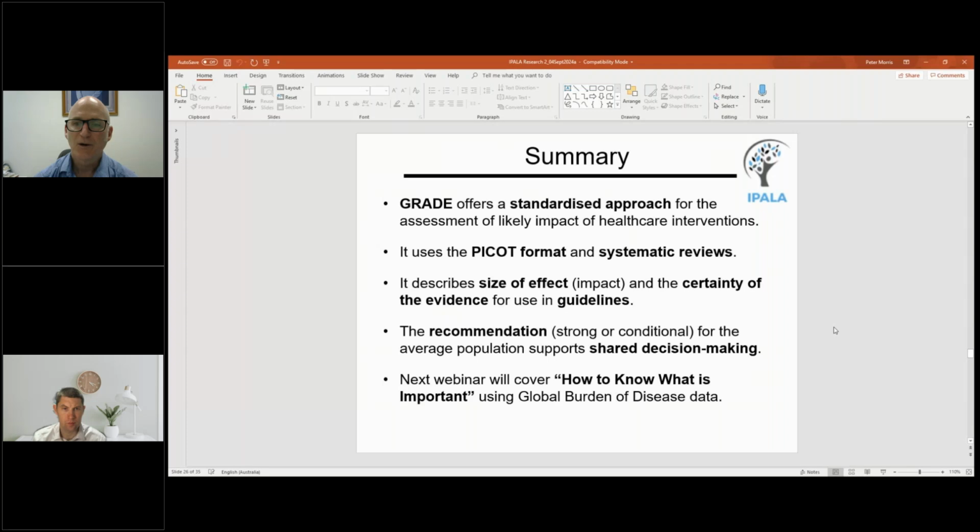So we've covered the question, how to assess impact. The next webinar is going to address how do we know what is important, and it will be looking at the global burden of disease data.